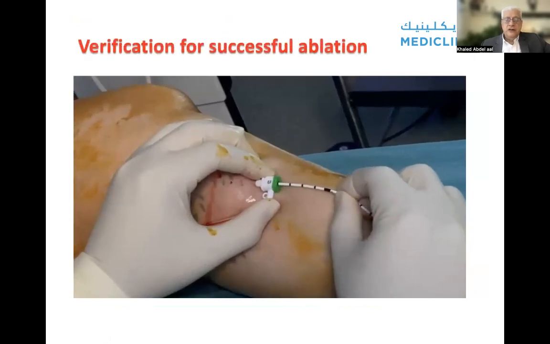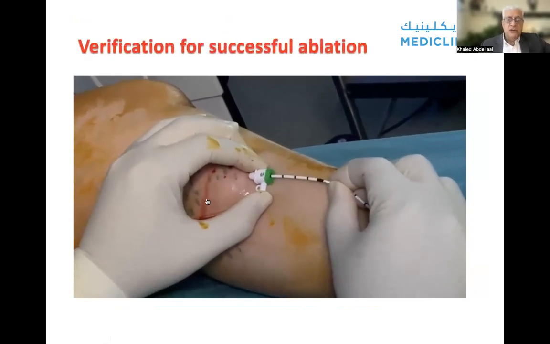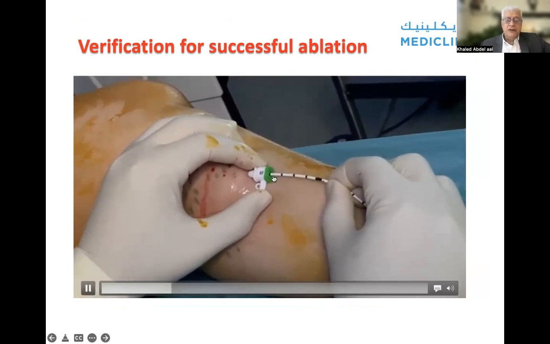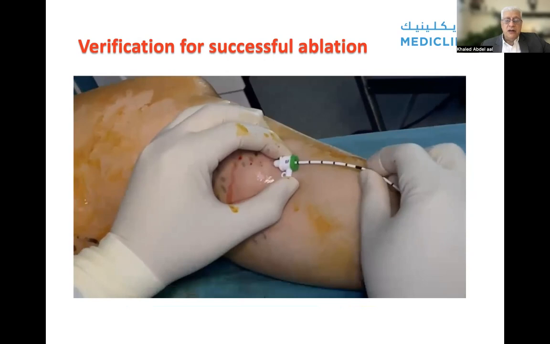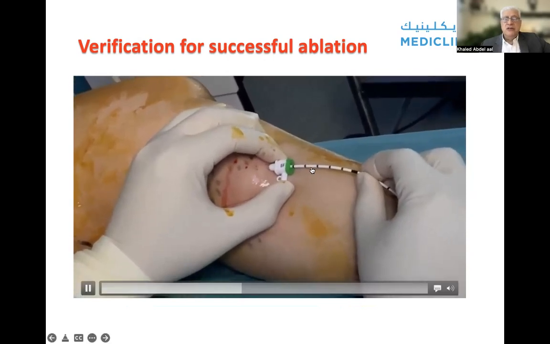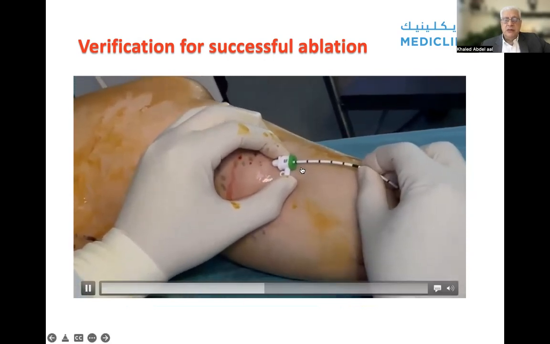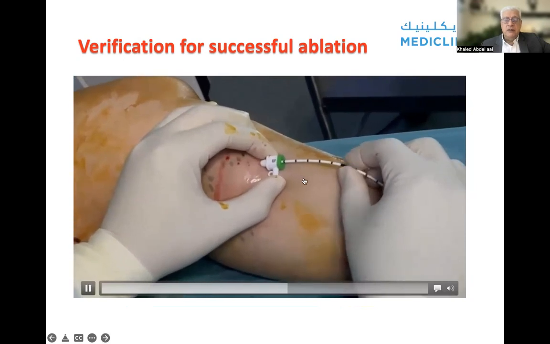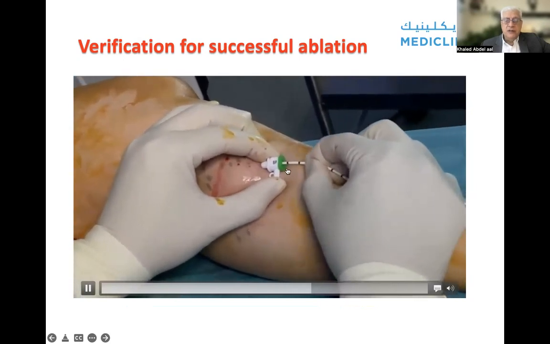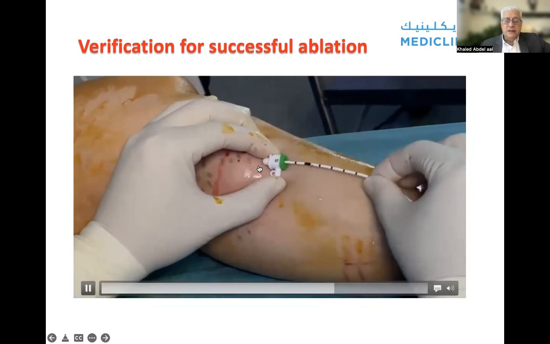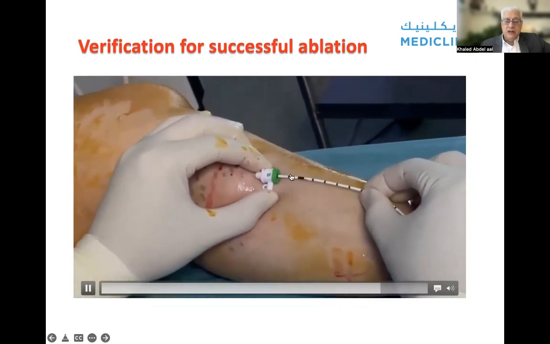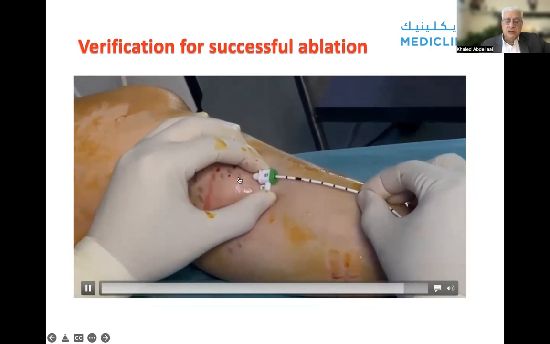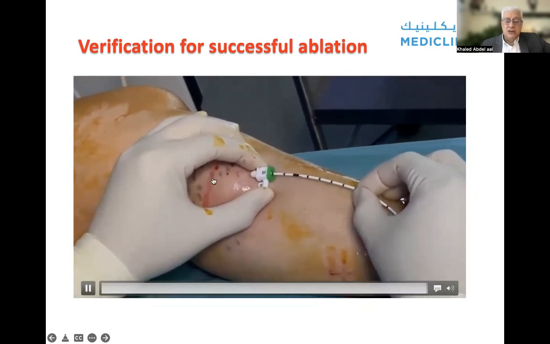So verification for successful ablation, how do you do it? First of all, you know, this ablation may be complete, may be not complete. So how can I do it? This is how you retrieve the catheter, 1 centimeter by 1 centimeter. And from time to time, you have to push again. You see, if the ablation was complete, it will not go inside. But if it is still open, the catheter will succeed to pass through the areas that you have ablated.